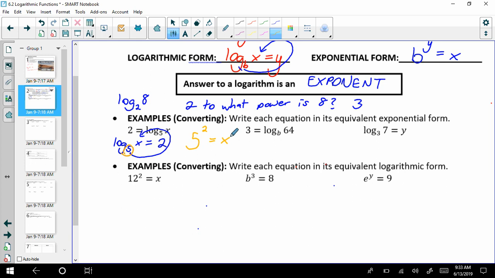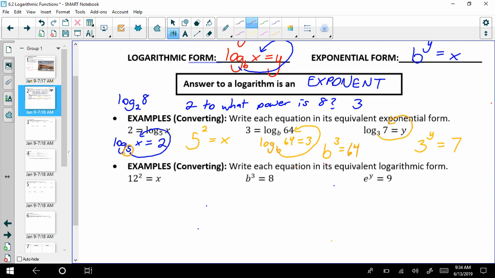I just want to rewrite it in the other form. Let's try the next one. I'm going to write it first the other way. Okay, so if I rewrite it, it would be b cubed equals 64. That's the exponential form. And the last one, if we rewrite that in exponential form, my base of 3 raised to the y equals 7. Done.